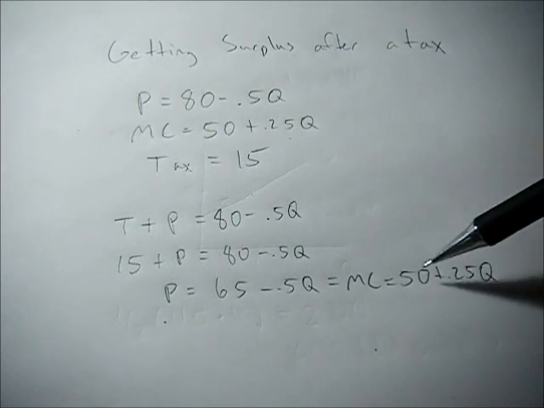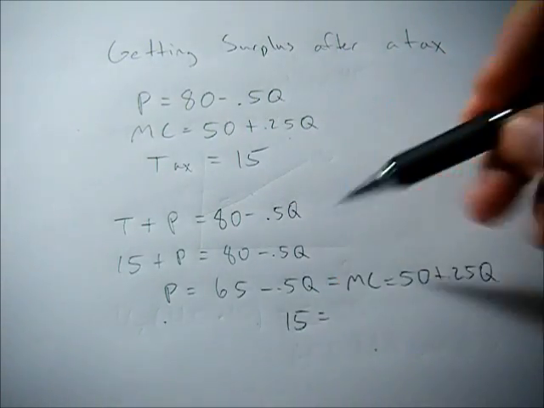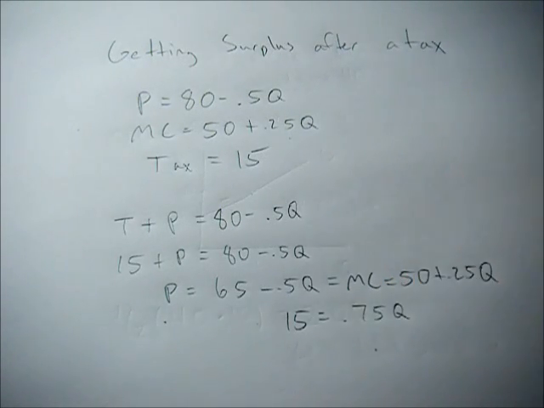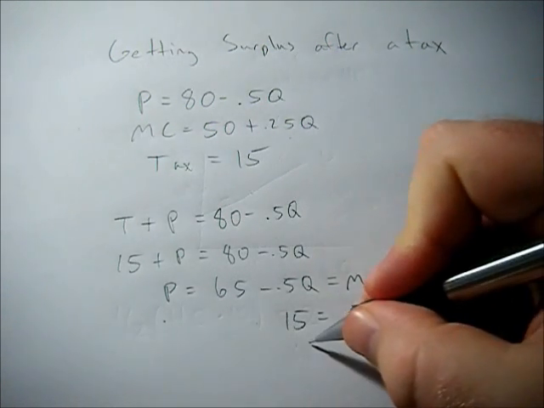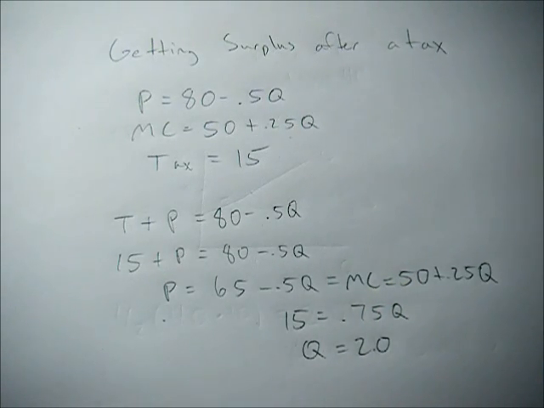So here we can subtract 50 from both sides to get 15. We can add 0.5q to both sides to get 0.75q. And then if we divide both sides by 0.75, we're going to get q equals 20. So our equilibrium q in this scenario is going to be 20.